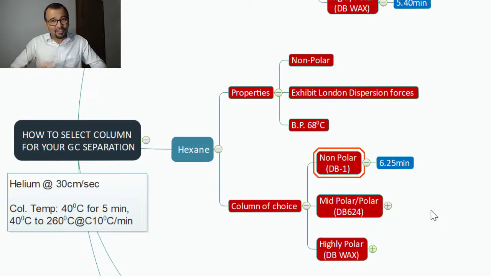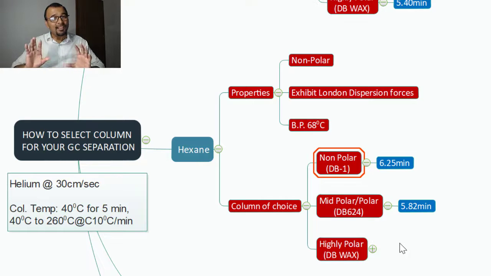So if 6.25 minutes is the retention time for hexane on the DB1, can you guess the retention time for hexane on the mid-polar stationary phase like DB624, where the chances of retention of polar compounds get increased, but the chances of retention of non-polar compounds must have decreased? So non-polar compounds like hexane will have a lesser interaction with the DB624, and what you can expect out of that is a little reduced retention time.